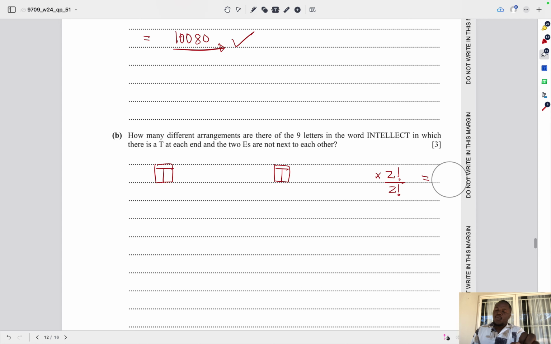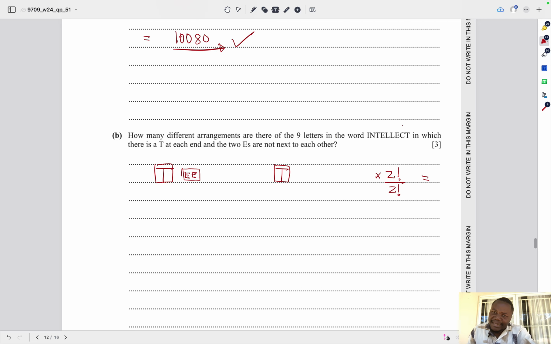Now, what we know is this, that we are being told that the 2 E's are not next to each other. So for us to do that, we must assume that the 2 E's are actually next to each other. So we are going to put the E's together and block them like that. The 2 T's are already fixed, so we do not have a problem with those T's. They've got a position, so we don't need to worry about them.